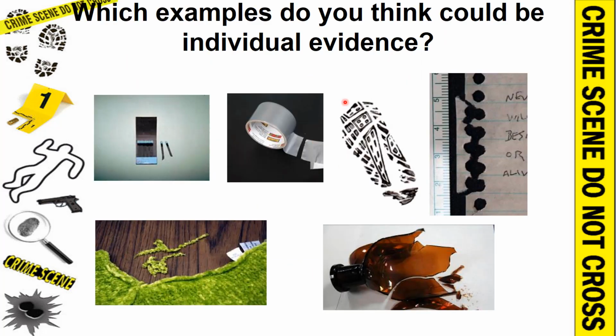So let's look at a couple pieces of evidence here, and you tell me whether you think they could be individual evidence. So we have a matchbook right here with a couple of torn out matches. Is this individual evidence? All of this evidence is considered circumstantial. Let's go with that. But is the matchbook individual evidence? Is the tape that's been torn considered individual evidence? How about the shoe print? The torn piece of paper, the broken glass, and the green fibers.